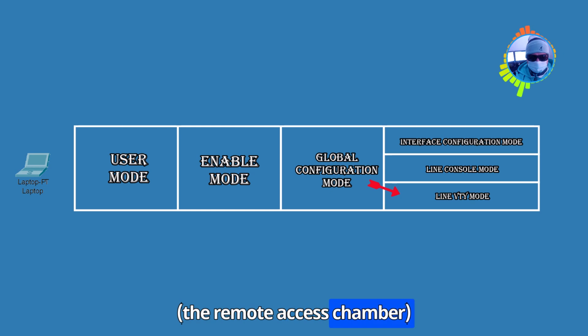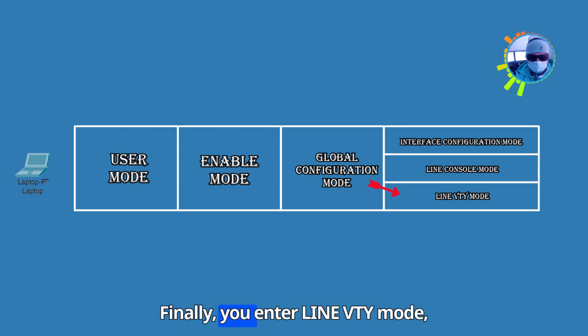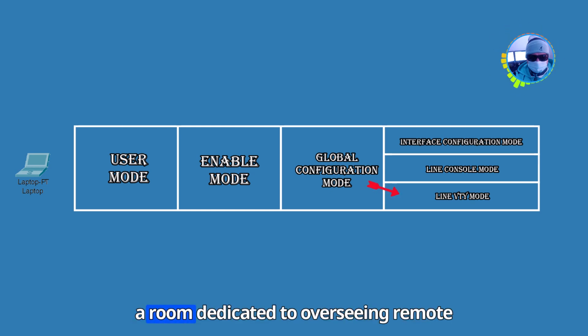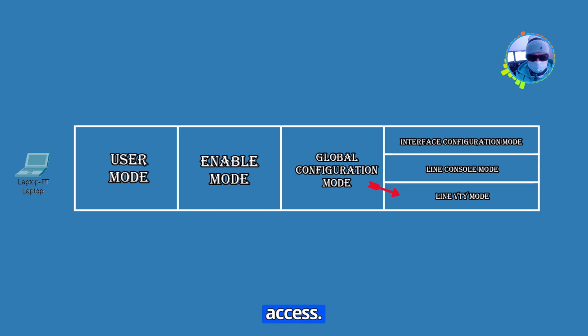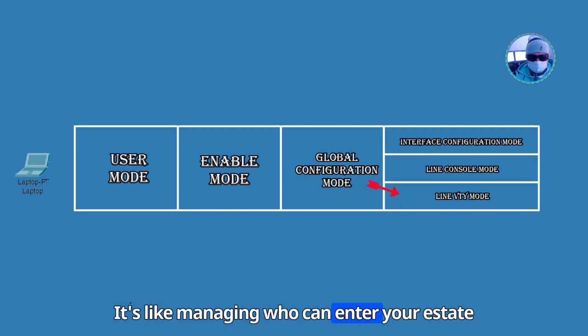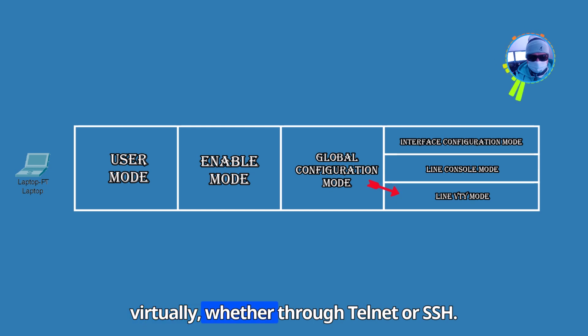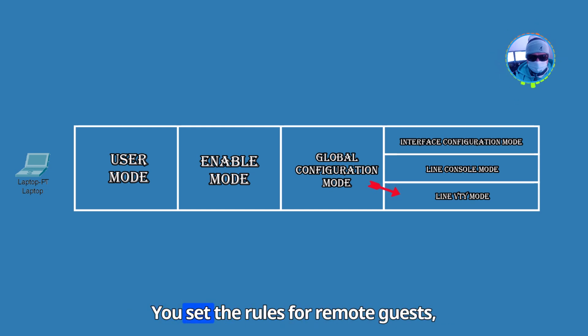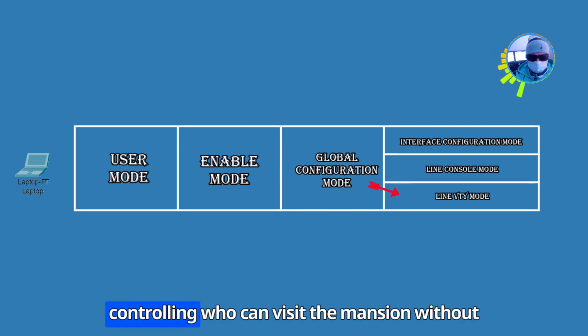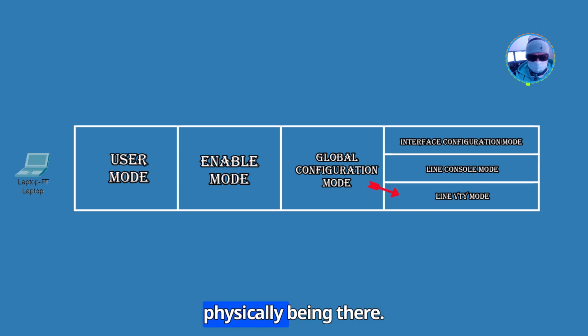Line VTY mode. The remote access chamber. Finally, you enter line VTY mode, a room dedicated to overseeing remote access. It's like managing who can enter your estate virtually, whether through Telnet or SSH. You set the rules for remote guests, controlling who can visit the mansion without physically being there.